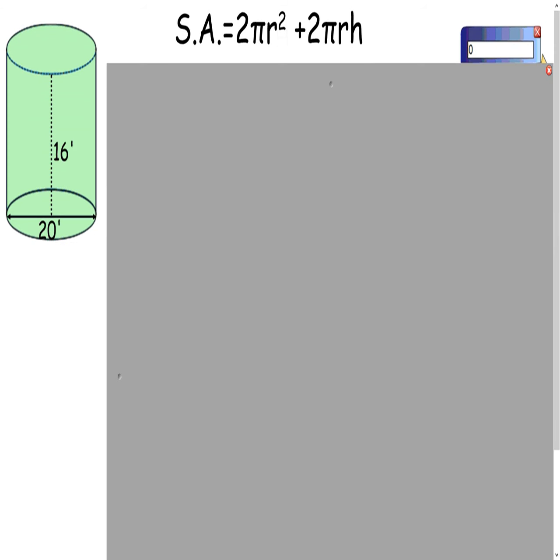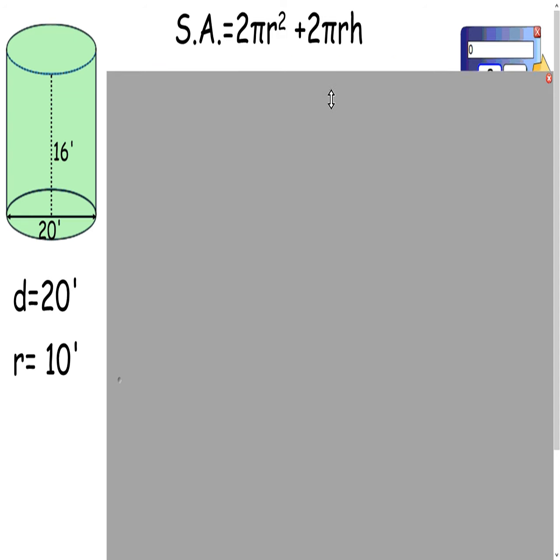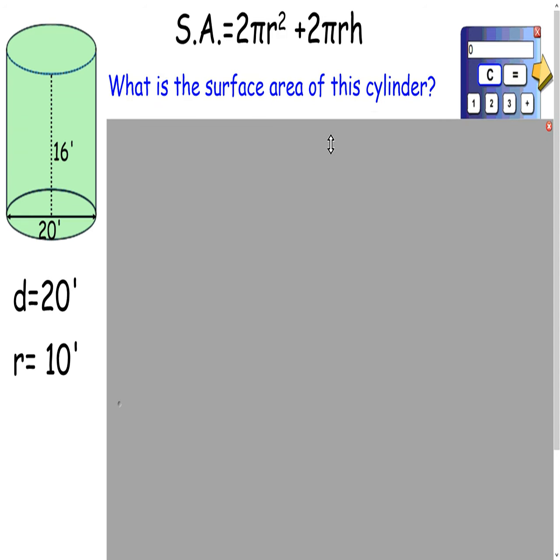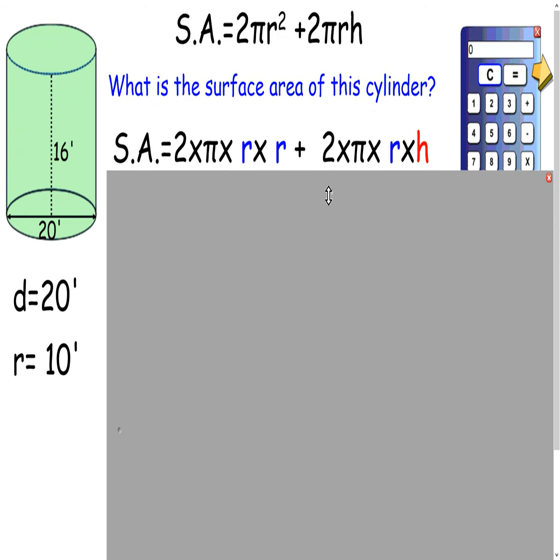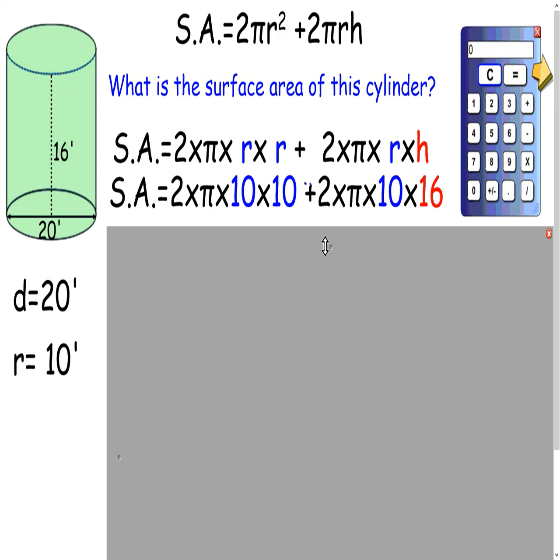Okay, let's look at our next example. All right, here's our cylinder, and our cylinder has a diameter of 20 feet and a height of 16 feet. So if the diameter is 20 feet, we have to divide that by 2 to come up with our radius, which is 10 feet. So when we look at our formula, we want to know what's the surface area of this cylinder. We've got 2 pi r squared plus 2 pi r h. Plug in our r of 10 and plug in our h of 16.